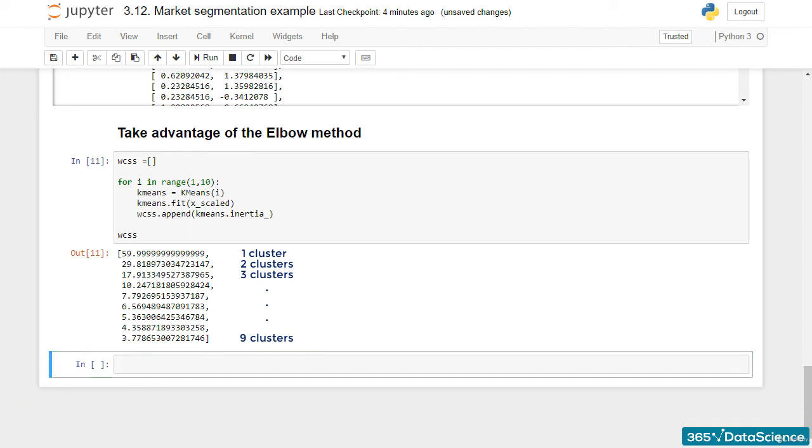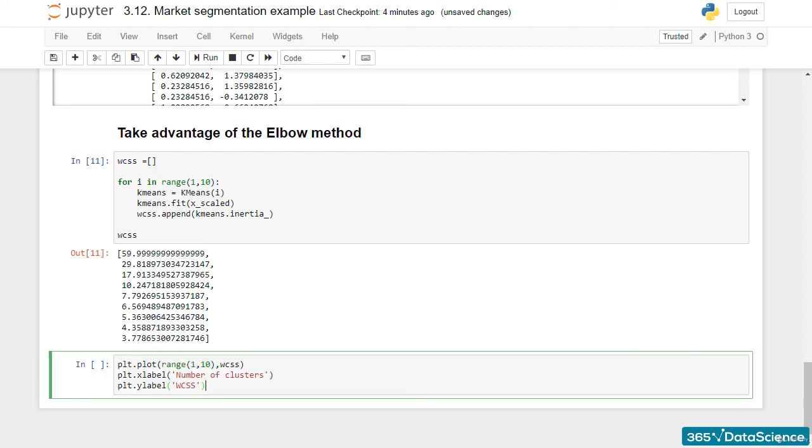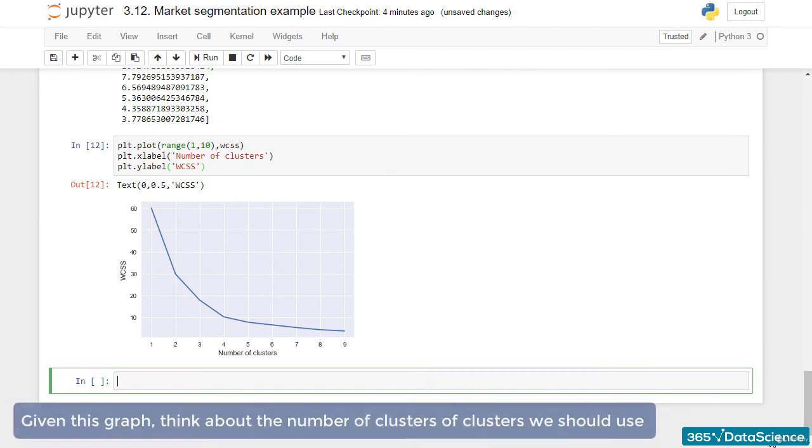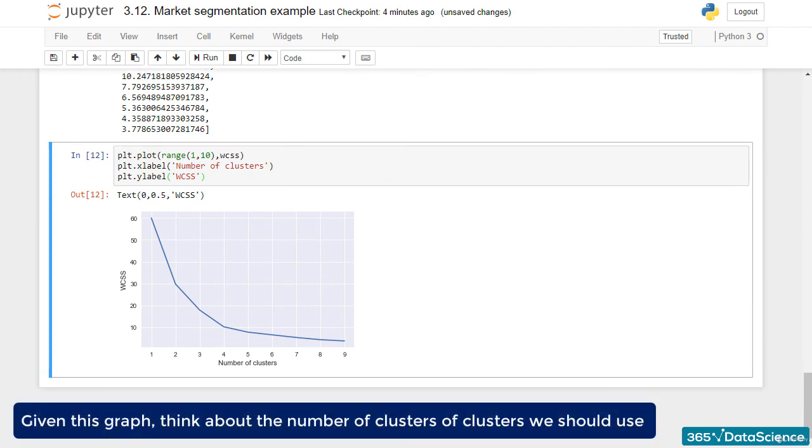Finally, let's plot WCSS versus the number of clusters as we did in the previous lectures. The result is an elbow. Given this graph, think about the correct number of clusters we should use. We will explore the different solutions in the next lesson. Thanks for watching.